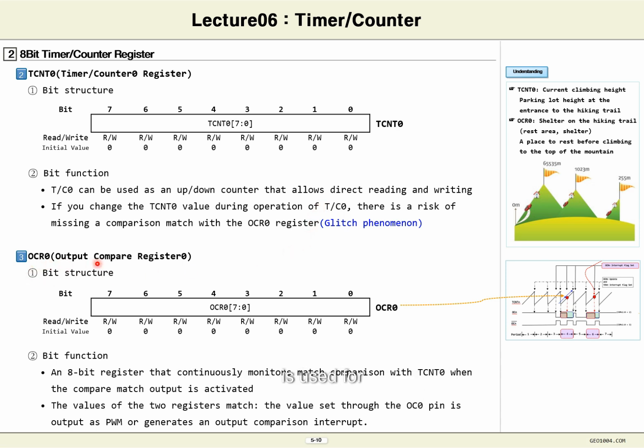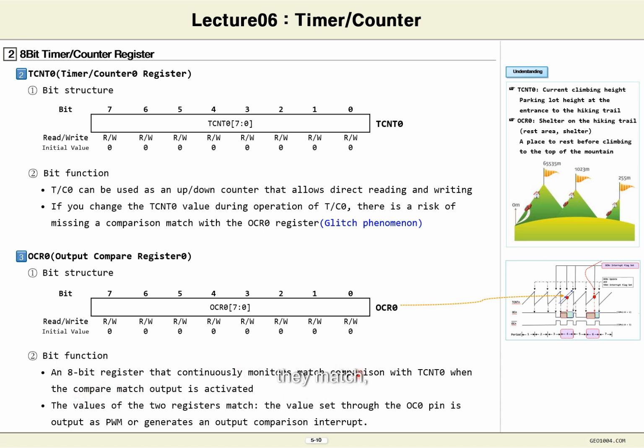OCR0 is used for compare match output register. OCR0 is output compare register 0. This is an 8-bit register that is managed continuously. How do you manage it? Comparison is made with TCNT0. They will be compared.